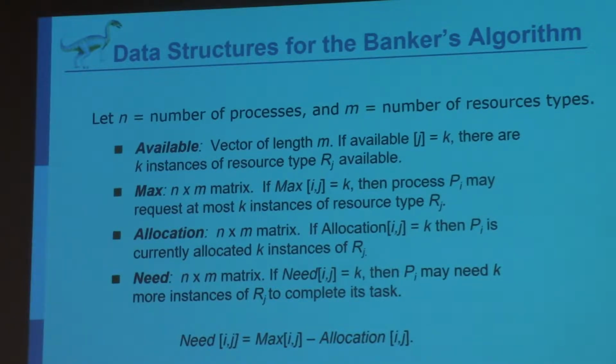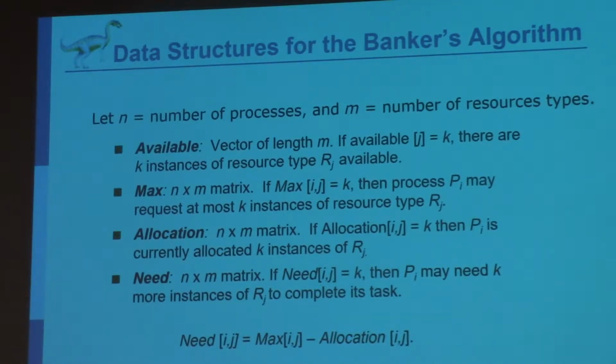So, how many resource instances are available? For each resource type, how many of them? It's a vector of length m, where m is the number of resource types. And max is the maximum total: how many instances are needed to terminate the process?